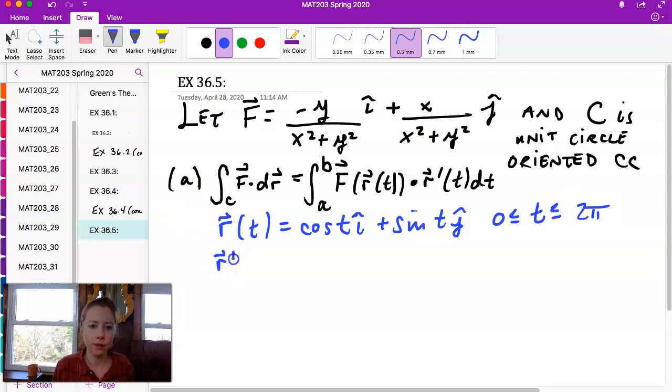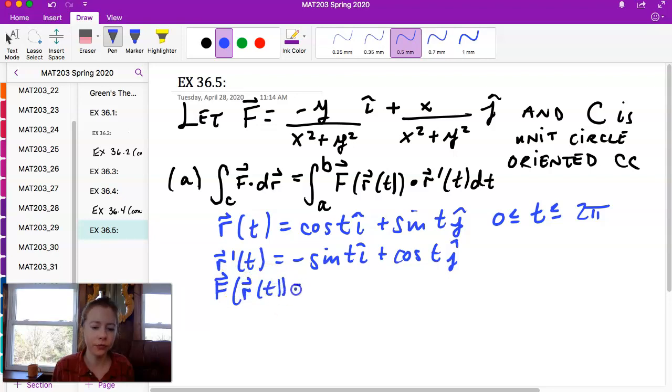And so r prime of t is going to be minus sine t i hat plus cosine t j hat. And our field written as a function of r of t is going to be, well, our x is minus sine t, our y is cosine t, and so we have minus cosine t divided by sine squared t plus cosine squared t, so this is just going to be minus sine t over 1.